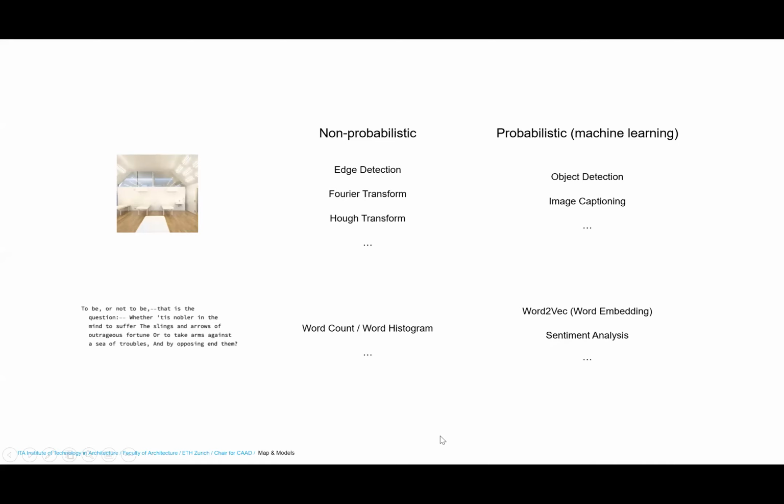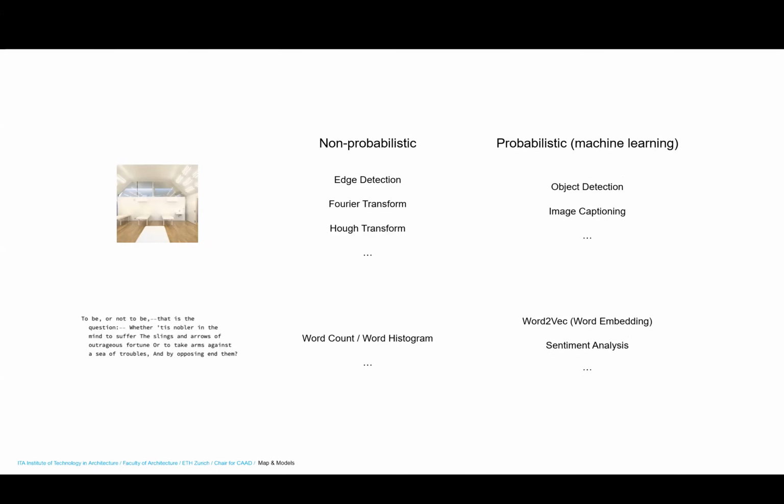For non-probabilistic methods, for example, we have edge detection. This means we calculate the difference of a pixel from its neighbors, and then we apply a certain threshold. If the difference is above the threshold, then we say, okay, here's an edge, and if not, then it's something else. For example, we have one colorful image on the left, and after applying edge detection, we get something like the one shown on the right.